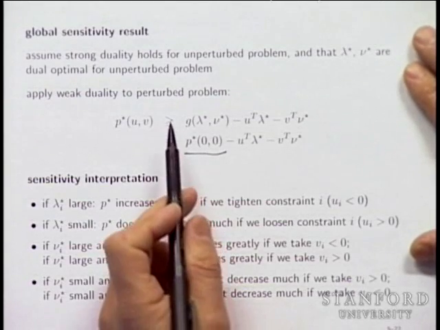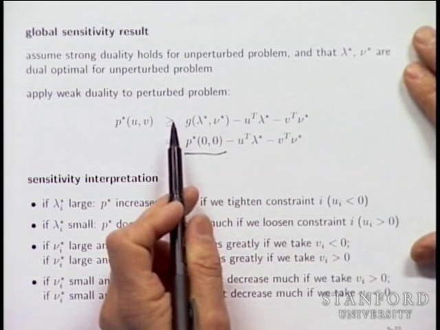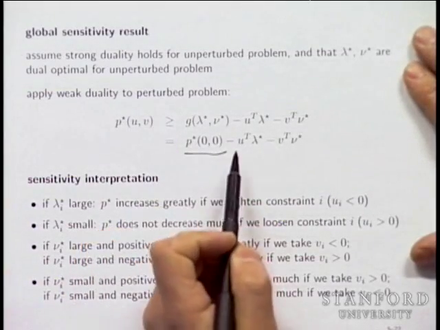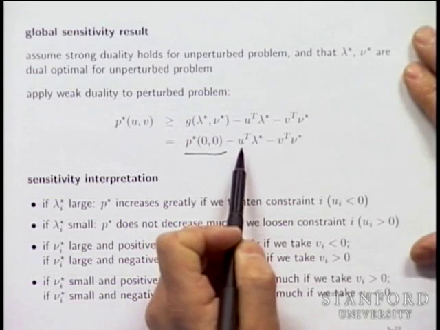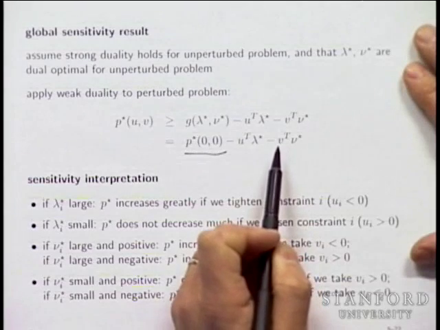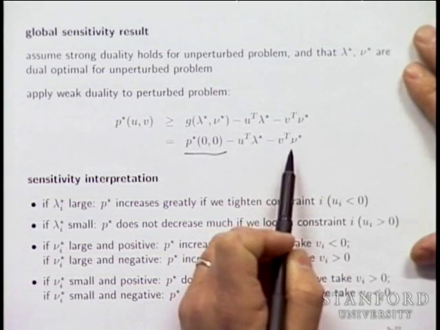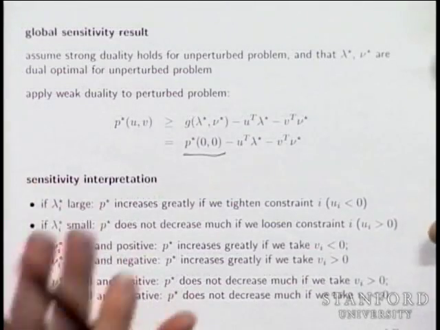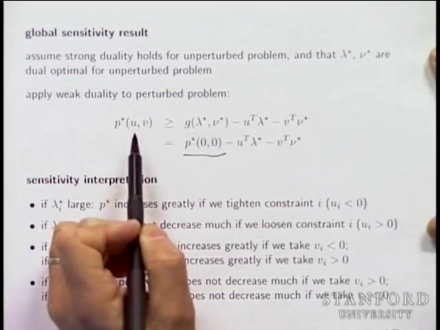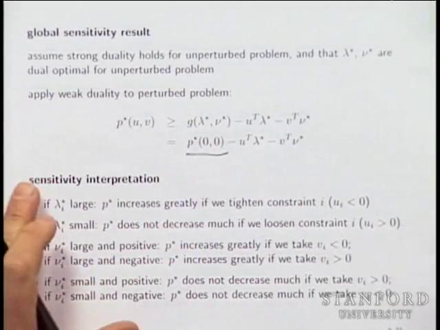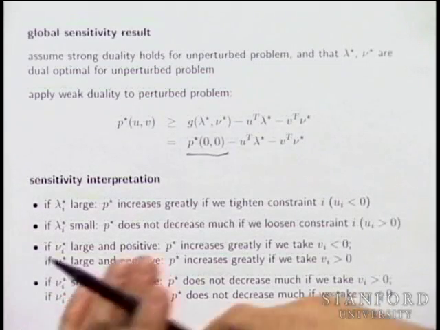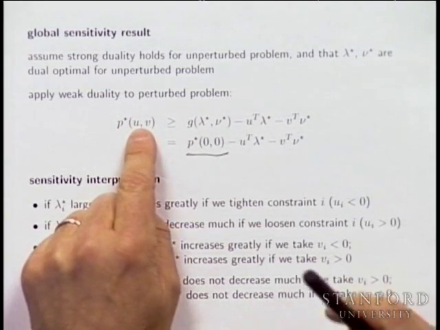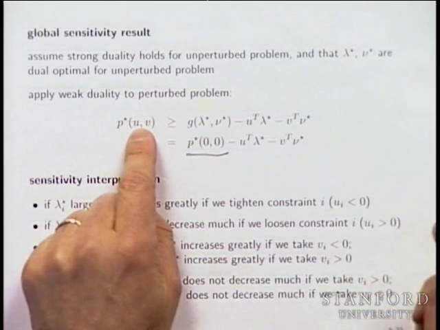So what it guarantees you is you will do worse than the following. Worse means you'll be at least this value in optimal value. You will be at least as bad as minus sum of u_i lambda_i star minus sum of v_i nu_i star, period. It says you will do at least that bad. You might do much worse, including possibly the problem becomes infeasible, and this becomes plus infinity. Okay? That's infinitely bad. And because this is a global result, this doesn't hold for u and v small. This holds for all u and v.